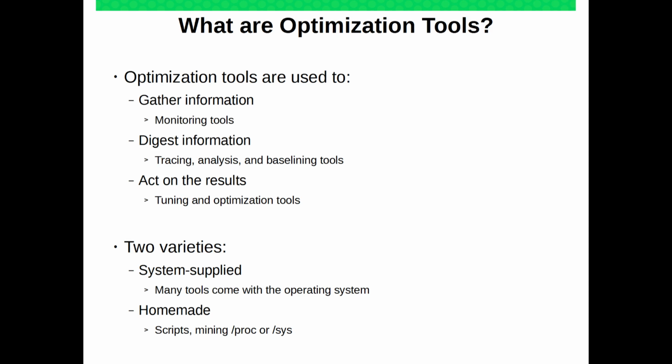Now, there are two varieties of tools out there. There are those that are supplied by the system, and as a result of it being Linux, there are a lot of tools that can be used on the operating system to extract information like this. We can also create our own scripts or look in the /proc or /sys directories in order to extract information about either the hardware or software or any application that is running on a machine.